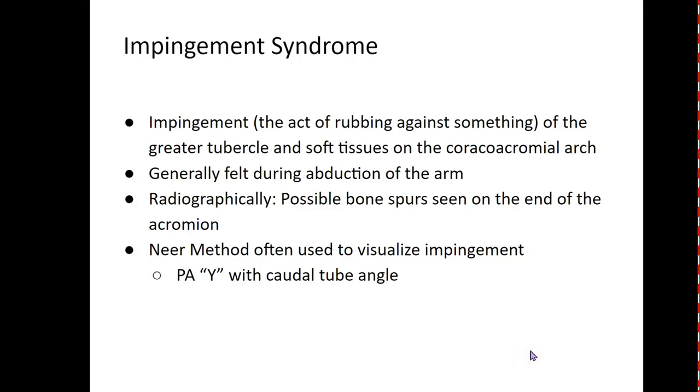Next, we have impingement syndrome. So impingement refers to the act of rubbing against something. Okay, so shoulder impingement occurs when the acromion rubs against or impinges on your rotator cuff. And we'll talk about rotator cuff here in just a minute. That rubbing or impinging causes pain and irritation.